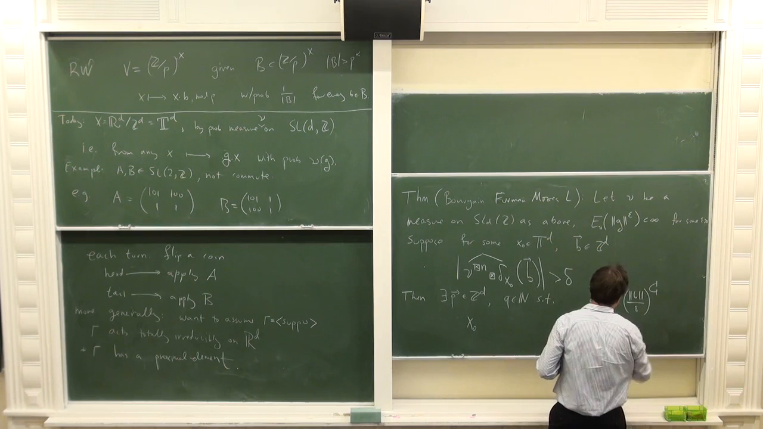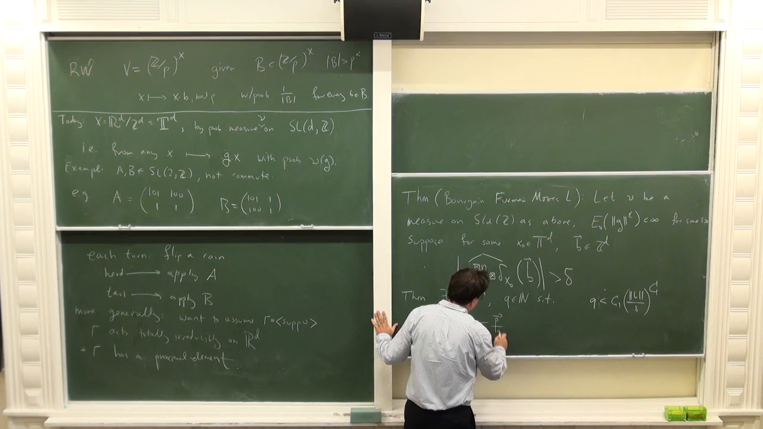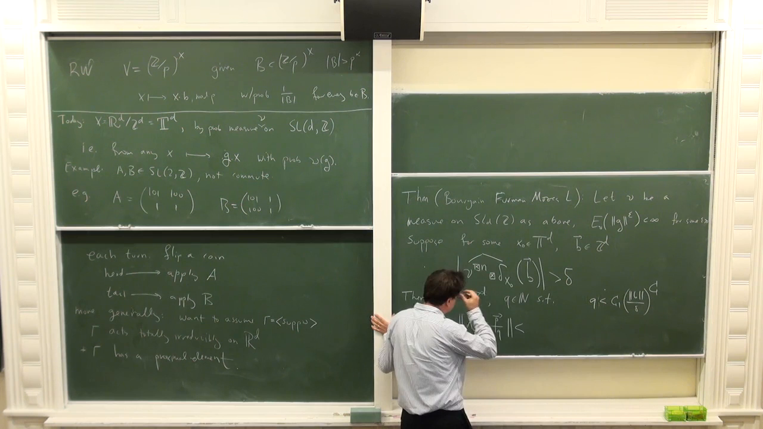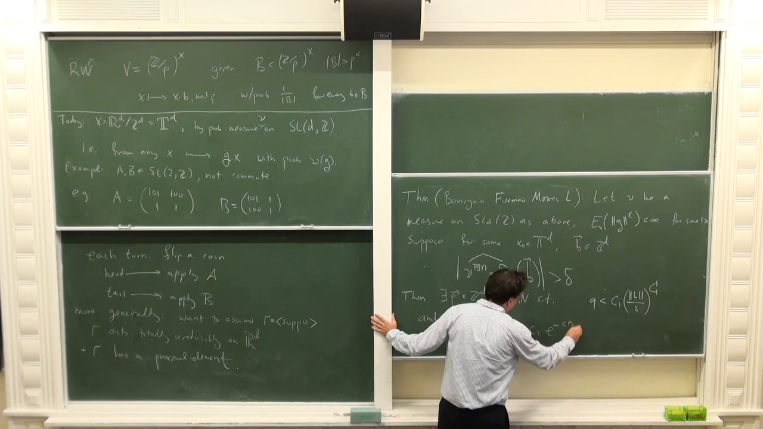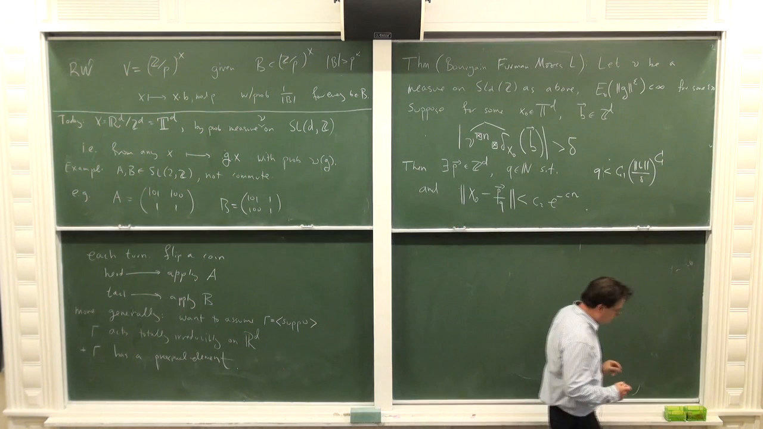and x0 is close to p over q, is less than another constant, e to the minus cn. So this is a bit hard to digest, but in some sense it's an analog of the kind of estimates we had last time. First of all, let me introduce this notation.